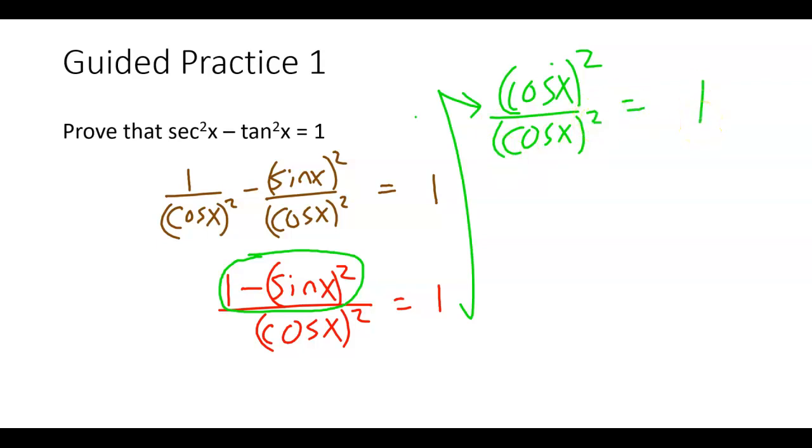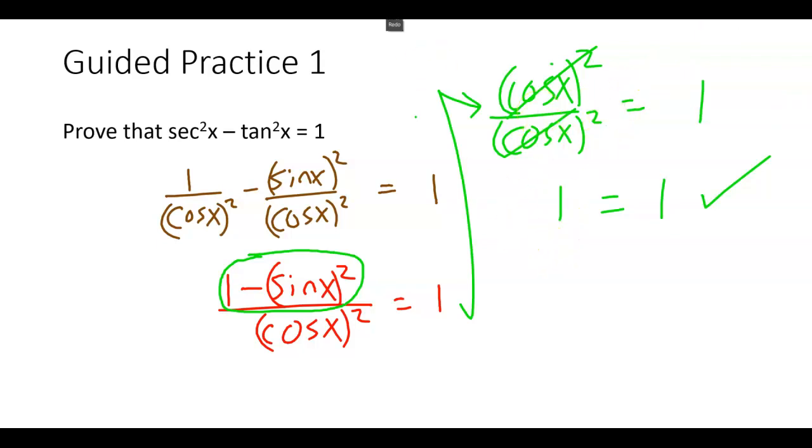And at this point, we're kind of almost there, right? What's cosine squared x divided by cosine squared x? Well, they basically cancel each other out and leave 1, and the sides are equal, and we're good to go. Anytime you divide something by itself, you get 1, right?